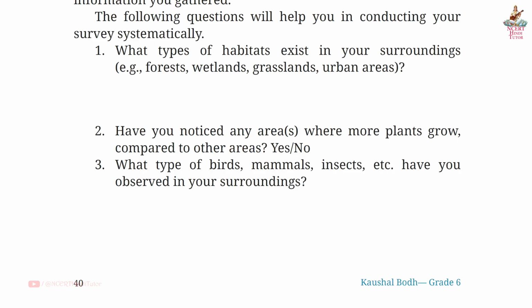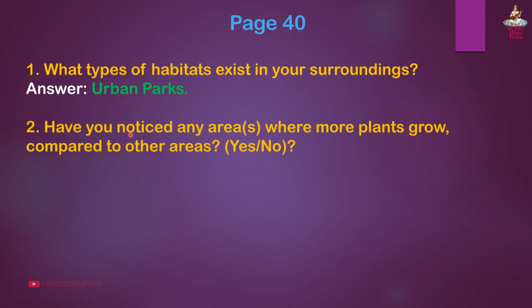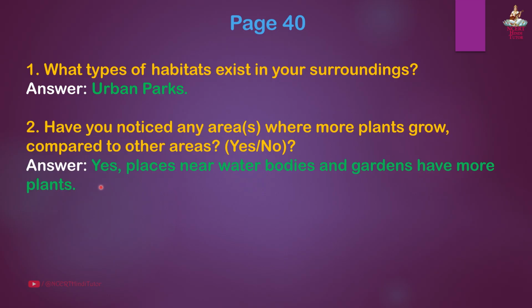Page number 40. Question 1. What types of habitats exist in your surroundings? Answer: Urban parks. Question 2. Have you noticed any areas where more plants grow compared to other areas? Yes or no? Answer: Yes. Places near water bodies and gardens have more plants.